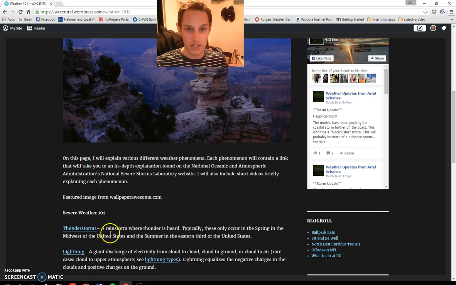A thunderstorm is a type of rainstorm where thunder is typically heard. And typically these only occur in the spring in the Midwest of the United States and in the eastern third of the United States in the summer.